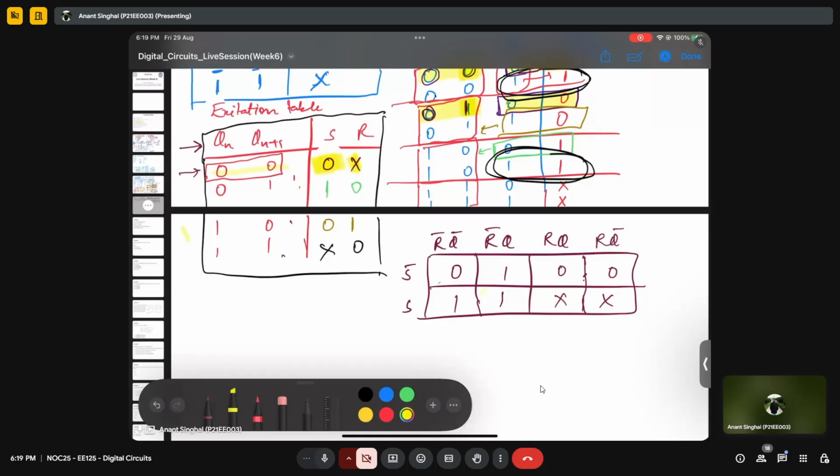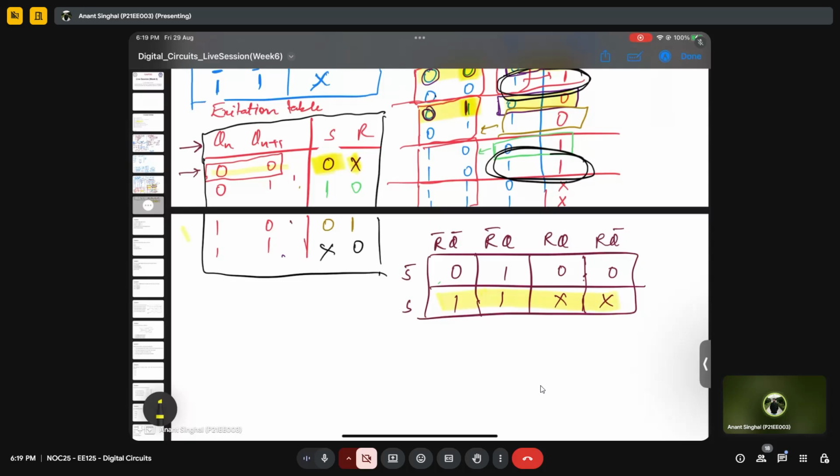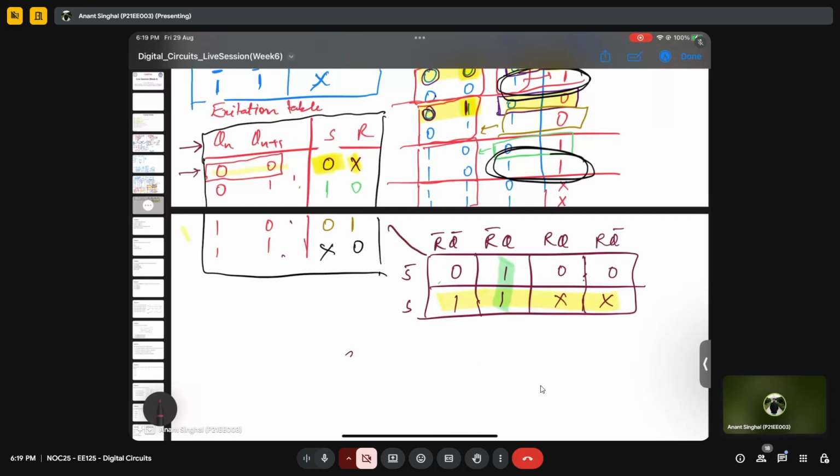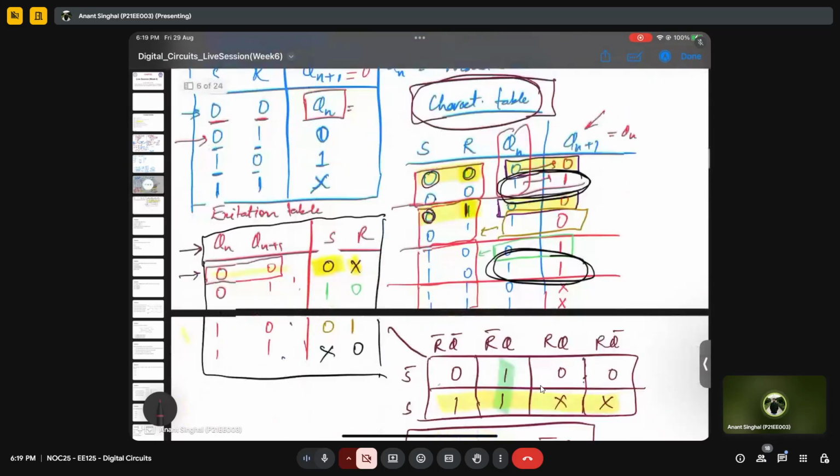So one quad we can make is this. We can use this don't care, and there is only one way we can make a pair, which is this. So the output is Qn plus 1, which is S plus R bar Q, and this is basically N. So this is the characteristic equation of a SR flip flop. Is it fine, everyone? SR flip flop.